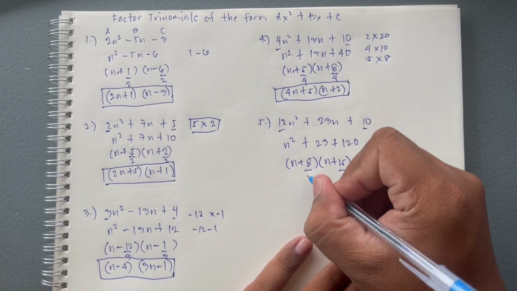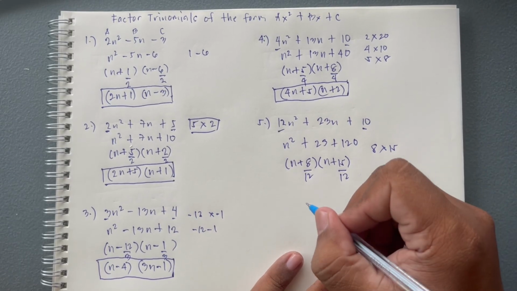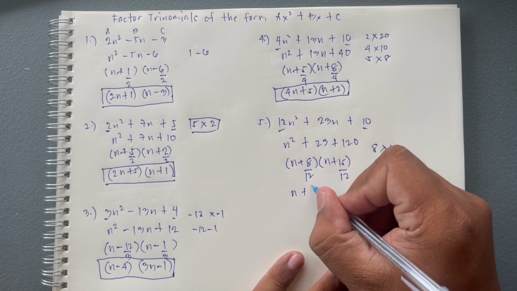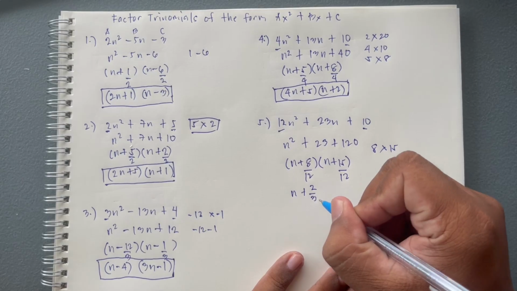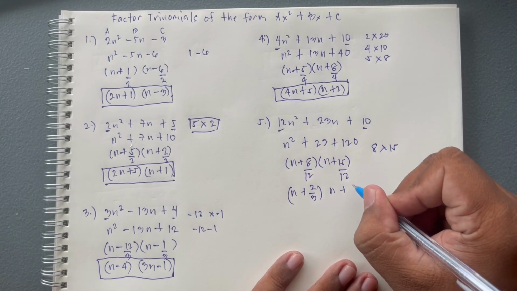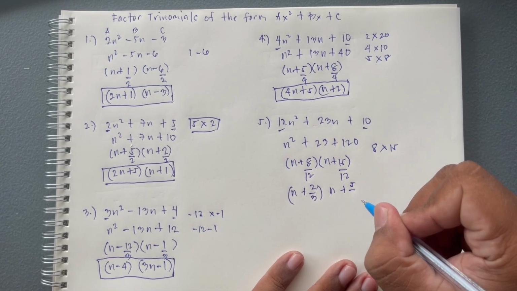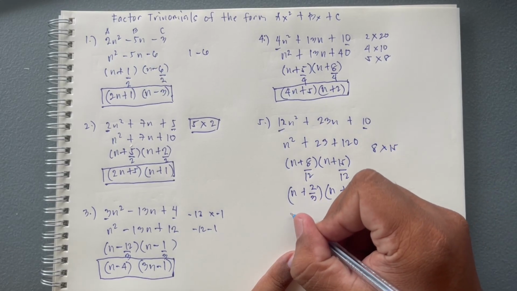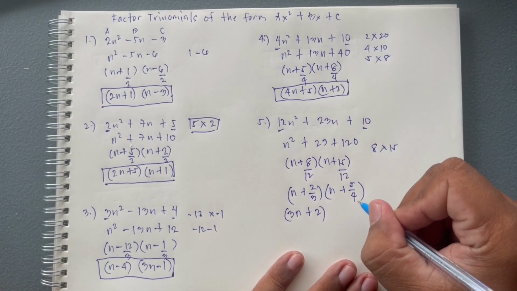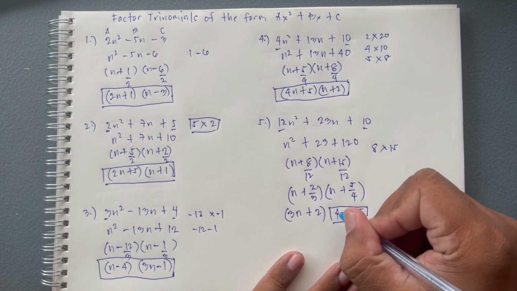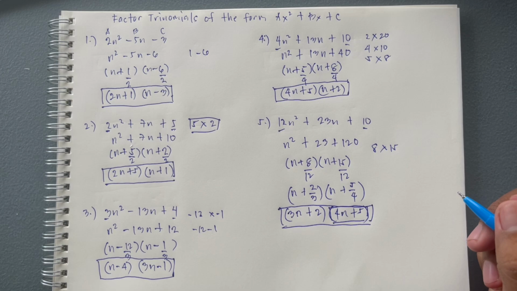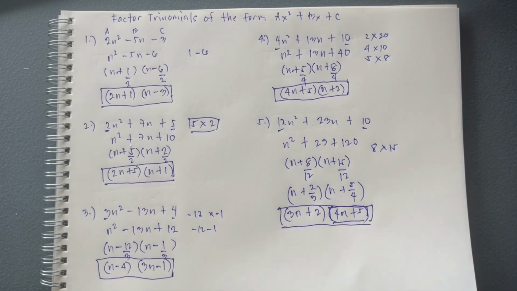Divide both sides by 12. Okay, so lowest terms, 8 over 12 becomes 2 over 3. Lowest terms again, 15 over 12 becomes 5 over 4. Then 3 times n, 3n plus 2. And 4 times n plus 5. Okay, so the final answer is 3n plus 2 times 4n plus 5.